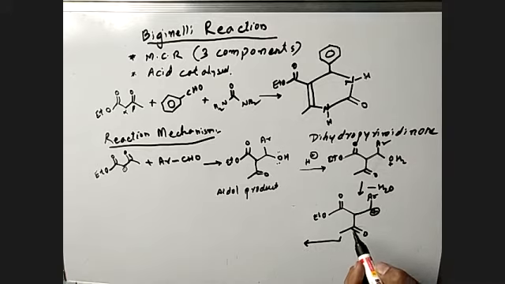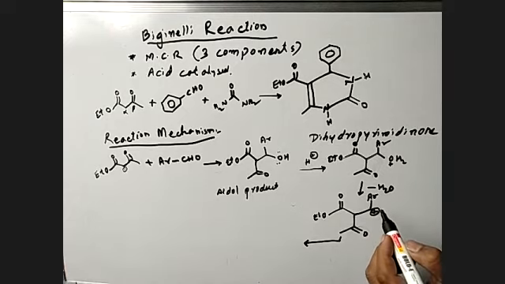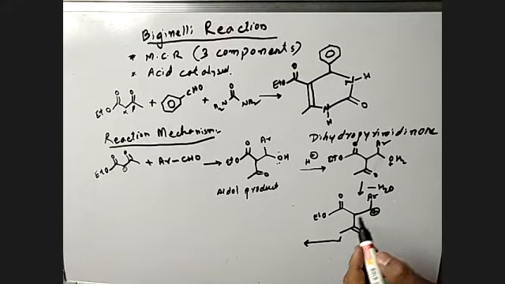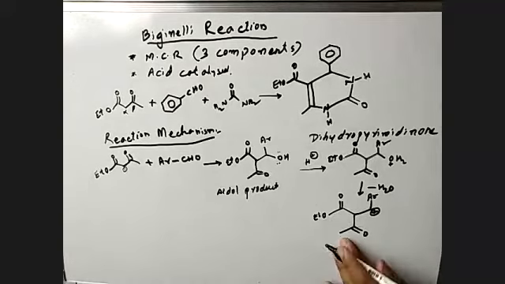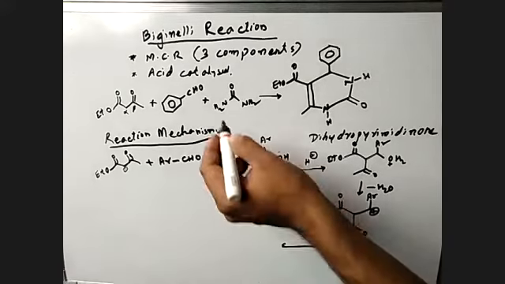This carbocation is stabilized by many groups, especially aromatic groups. So it is a stable carbocation. Now this is attacked by urea. The third compound, urea, is left.